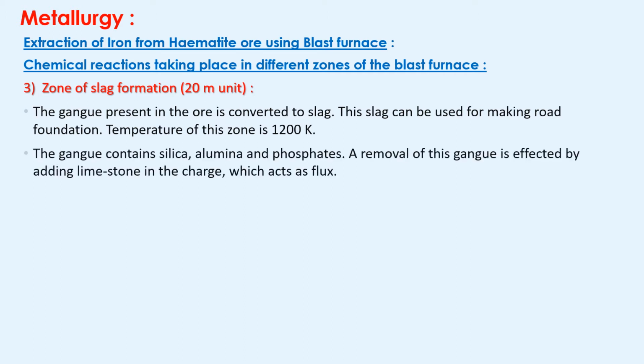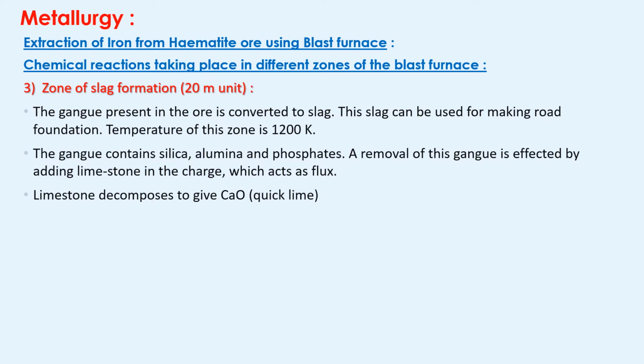Now the gangue contains silica, alumina and phosphate. Removal of this gangue is effected by adding limestone in the charge, which acts as a flux. See, the gangue contains silica, alumina and phosphate, so removal of this gangue is effected by adding limestone in the charge, which acts as a flux.